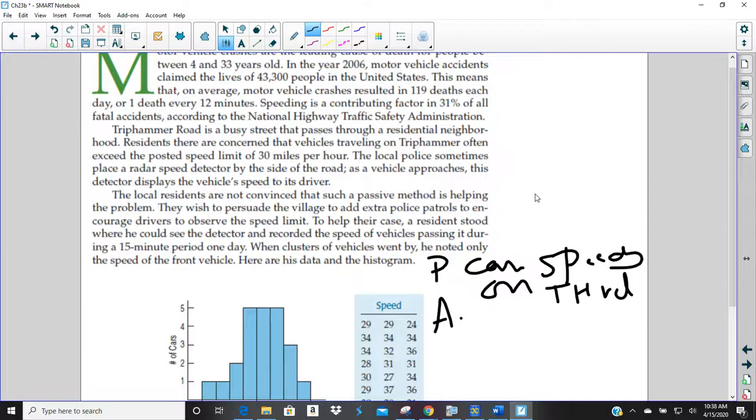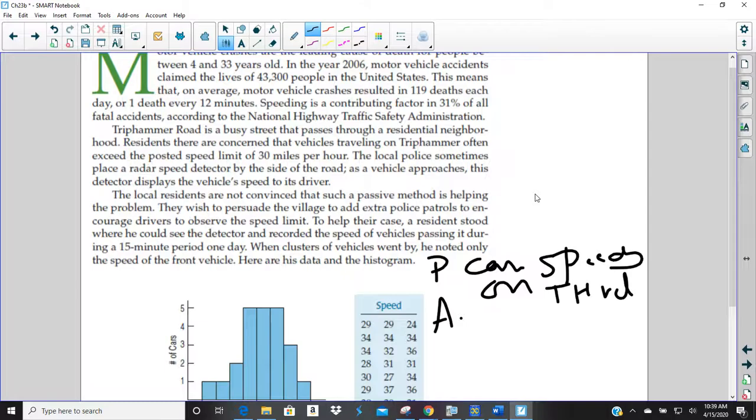So the assumptions and conditions, the independence is being met because he's only focusing on the first vehicle that goes by. If they're driving in a cluster, they're not going to worry about it. So that one certainly has been met. Random. He's doing a convenience sample.